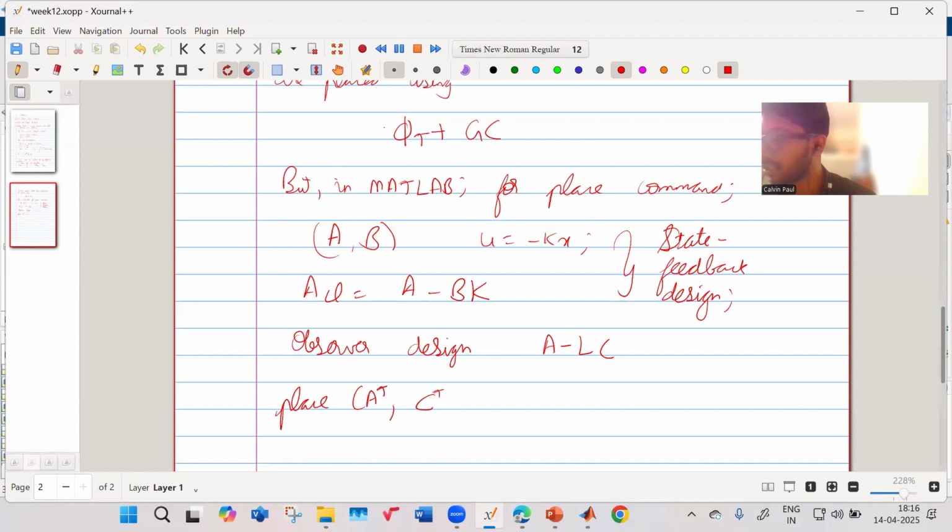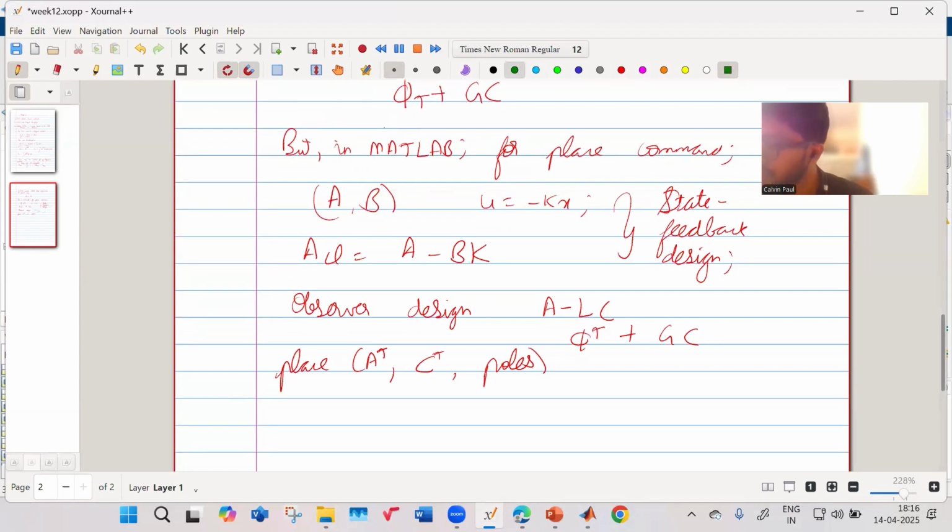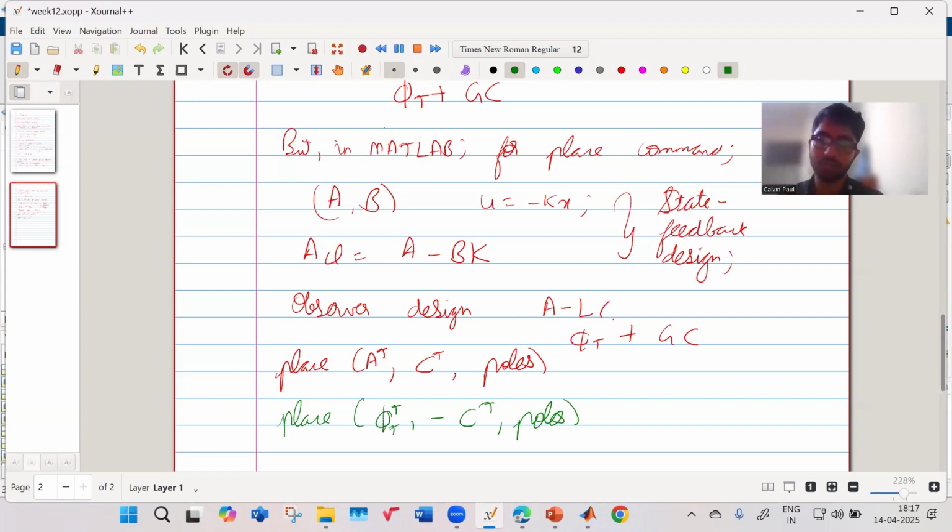A transpose, C transpose, and the pole locations. In our case, we were doing phi_t plus GC. So we must use the command place with phi_t transpose, comma, minus C transpose, comma, poles. This would be our command.